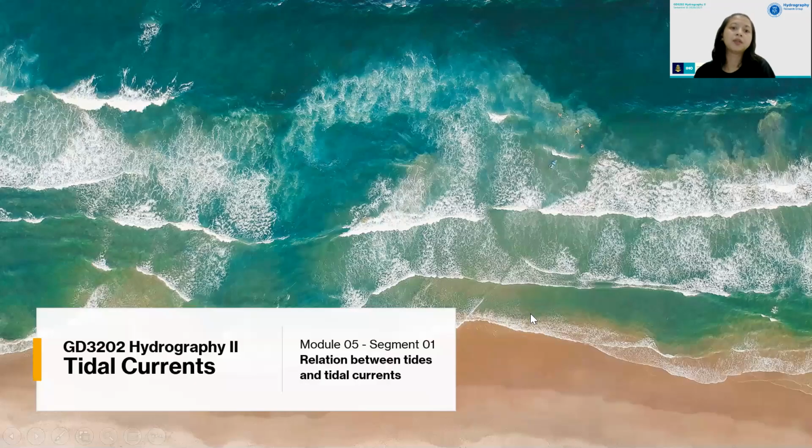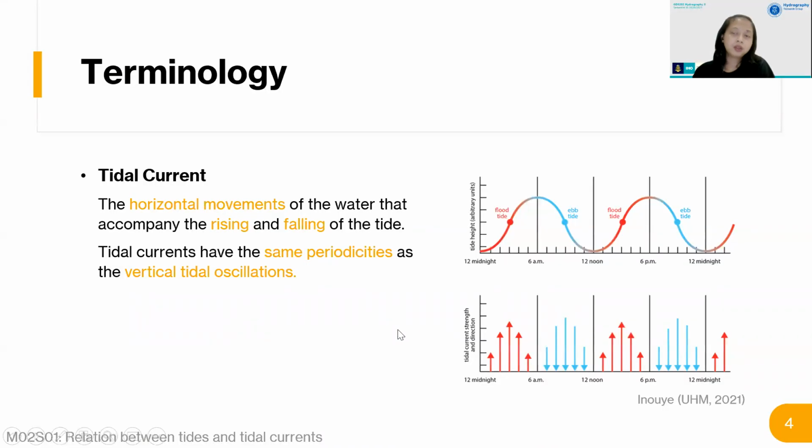So the first one, of course, is the relationship between tides and tidal currents. We need to understand the terminology first. Of course, the tidal current is basically the horizontal movement of the water that accompanies the rising and the falling of the tide. You can already imagine that whenever the tide is rising or falling, there is a body of water that is moving from one place to another. So for example, at flood state, or flood is actually pasang and ebb is actually surut. So this is pasut, flood and ebb.